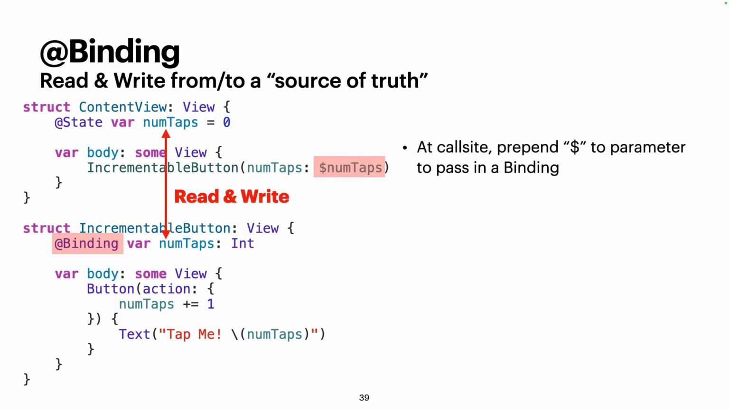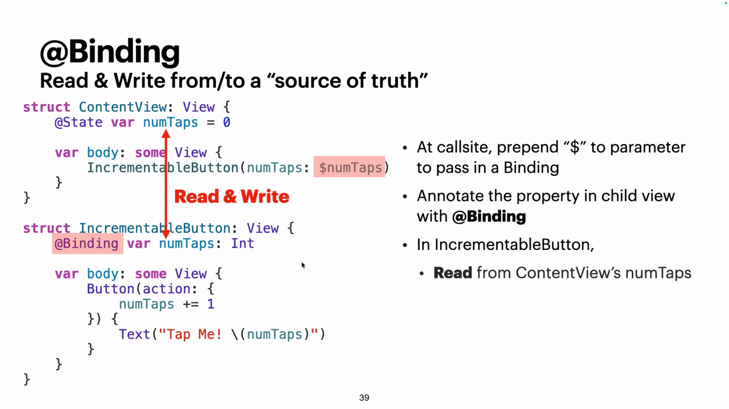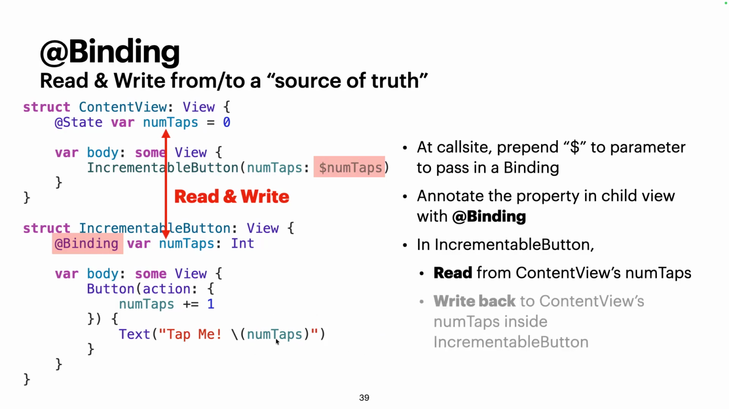So at the call site, we prepend the argument with a $ sign to pass in a binding rather than the actual value. If we just did numTaps, that's actually just 0. But we want a binding. And we annotate the property in the child view with an @Binding. So in IncrementableButton, we can read the value of ContentView's numTaps here, and we can write back to ContentView's numTaps via here.